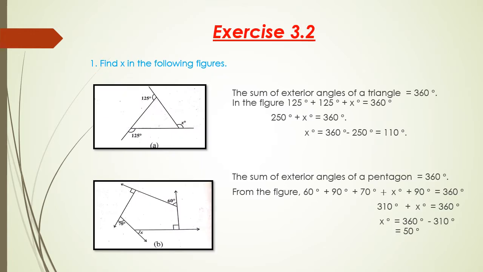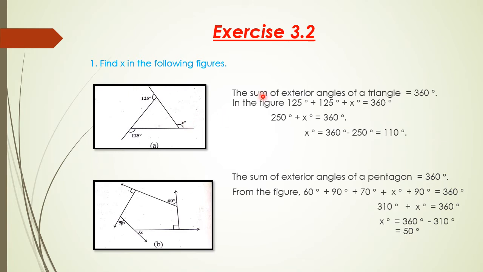Exercise 3.2. Find x in the following figure. Children, here we have the figure of a triangle. In this triangle we have three exterior angles. Two are given as 125 degrees and 125 degrees. So the third one we can find out by subtracting from 360 degrees.